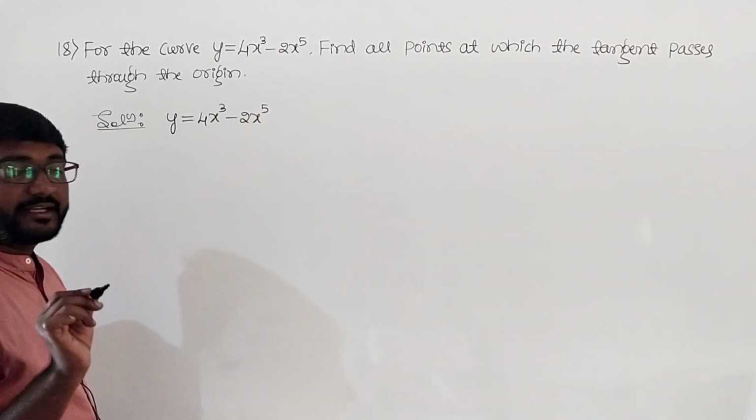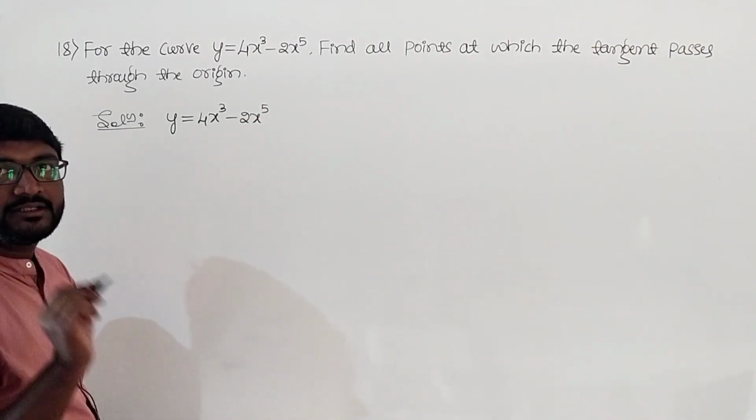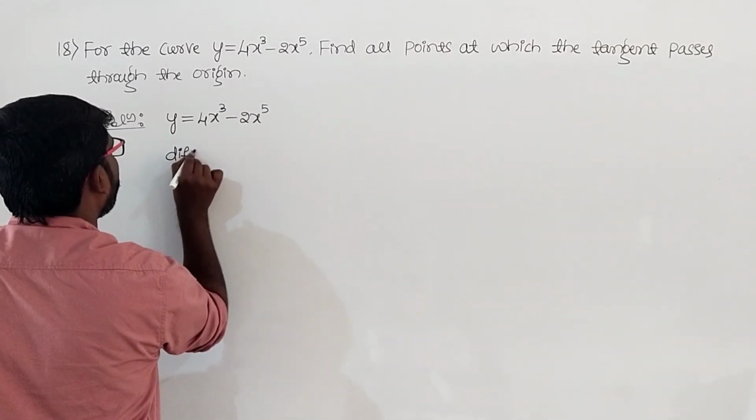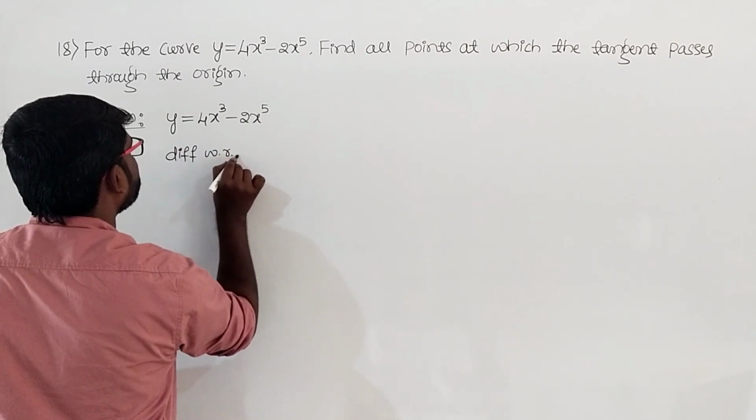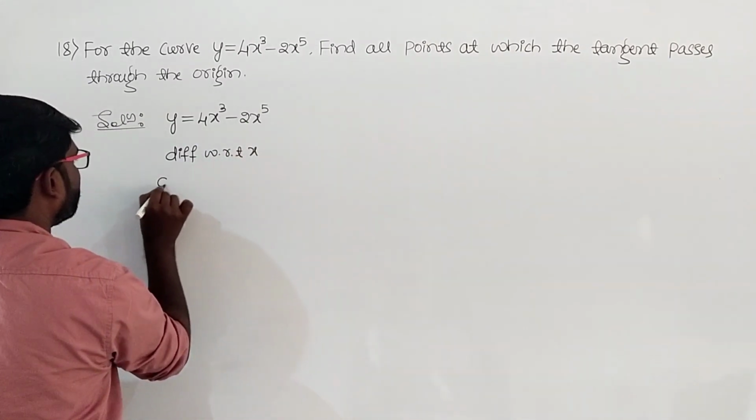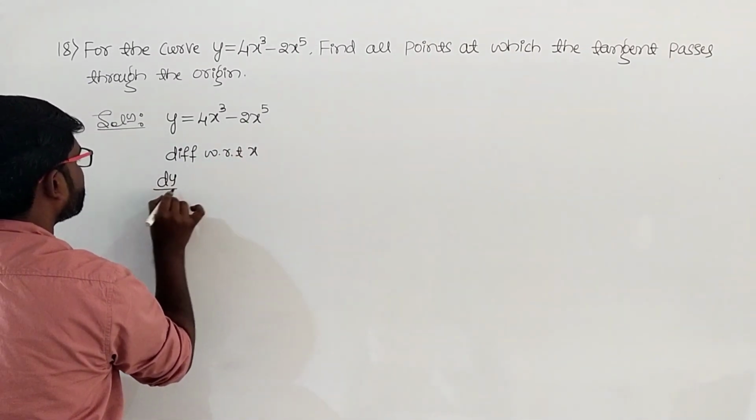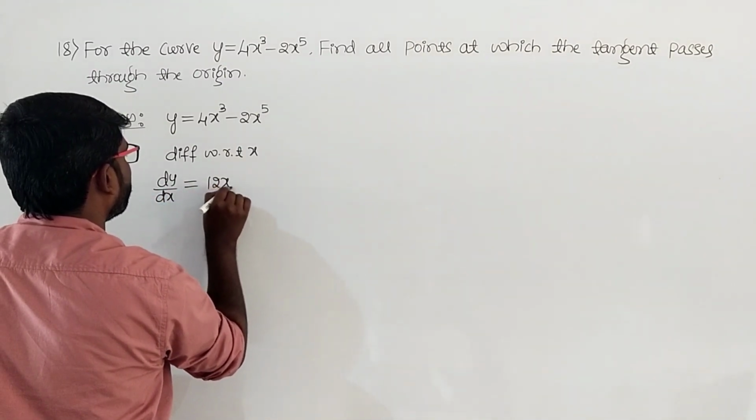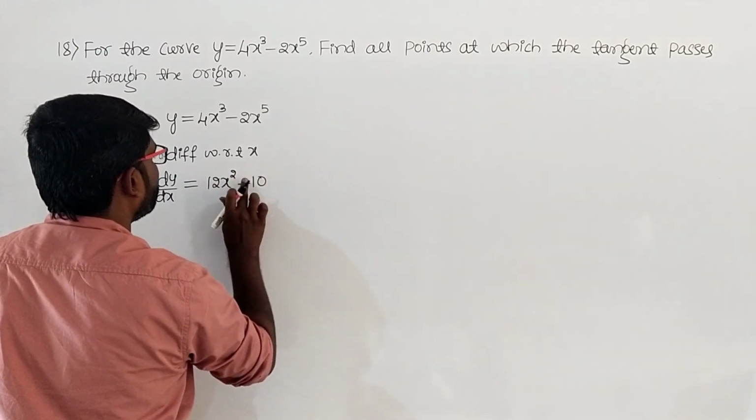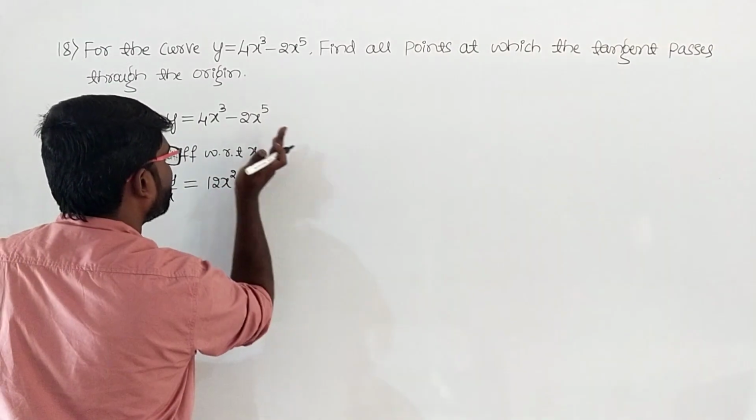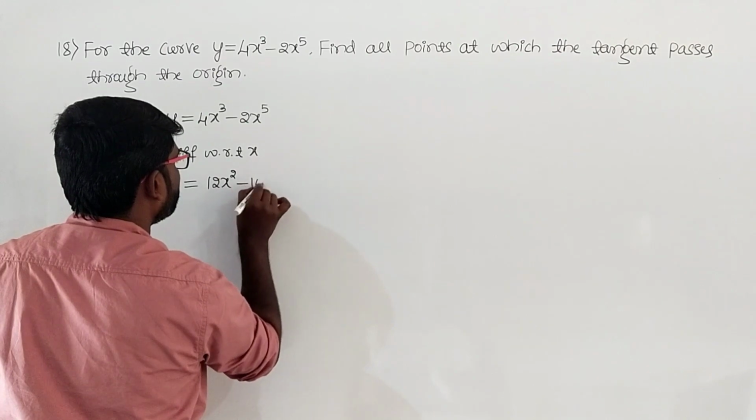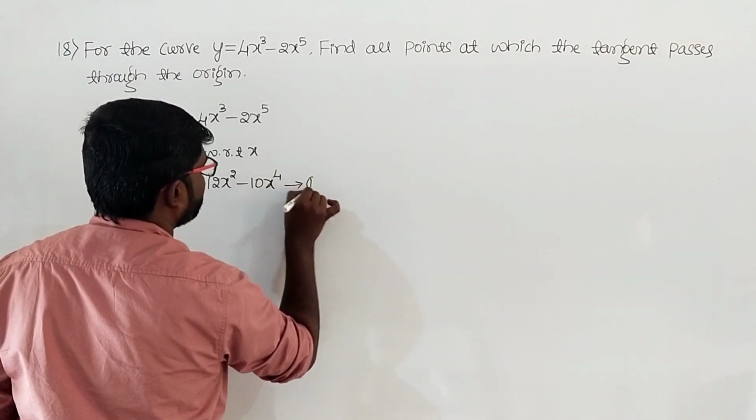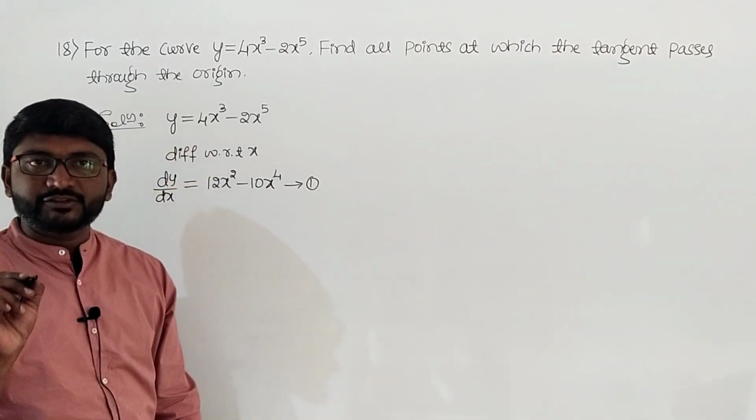We have to differentiate this with respect to x so that we get the slope of the tangent. Differentiating with respect to x, we get dy by dx equals 12x square minus 10x to the power 4. Let us call this equation number 1. This is the slope of the tangent.